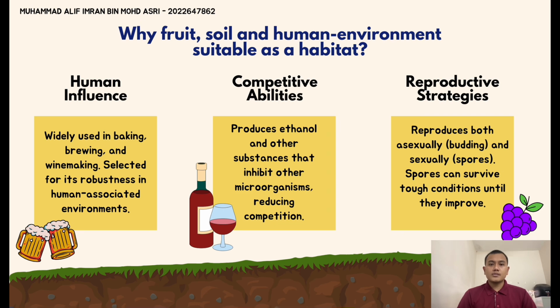Fourth, human influence. Widely used in baking, brewing, and winemaking. Selected for its robustness in human-associated environments. Fifth, competitive abilities. Produces ethanol and other substances that inhibit other microorganisms, reducing competition. And lastly, reproductive strategy. Reproduces both asexually by budding and sexually by spores. Spores can survive tough conditions until they improve.